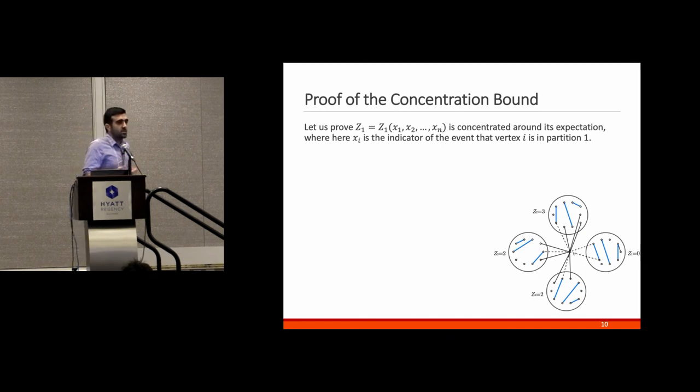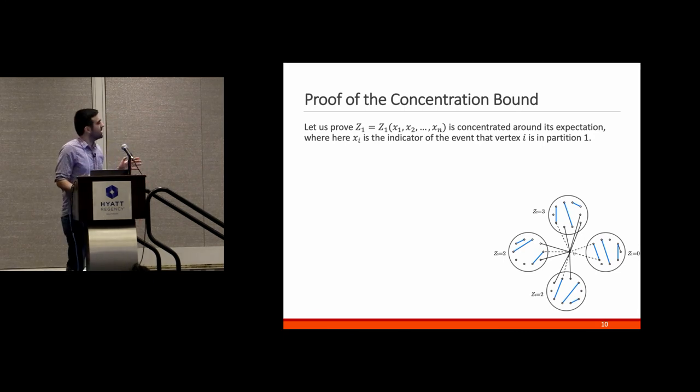Again, all these zi's are symmetric, so let's prove this concentration bound for z1. And we would like to prove that z1 is concentrated around its expected value. So what are the random variables here? Suppose we denote this z1 deliberately by z1 of x1 to xn to specify that this value of z1 is a function of the partition of all these vertices. So xi here denotes the partition of vertex i. Right? More specifically, xi denotes whether vertex i is part of partition 1 or not. If xi is 1, say vertex i is part of partition 1, and if xi is 0, it's not part of partition 1. Now, if we have this vector x, we can uniquely determine the set of vertices in partition 1, and we can run the greedy algorithm and determine the value of z.